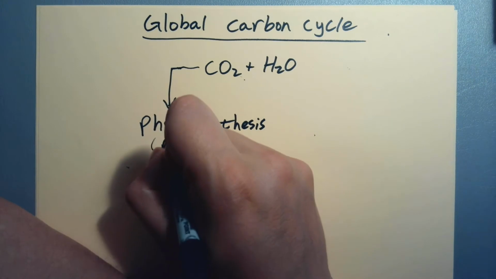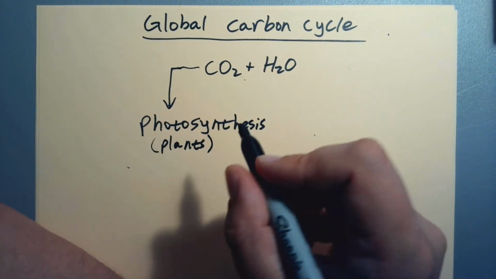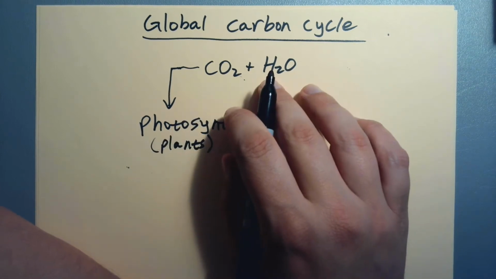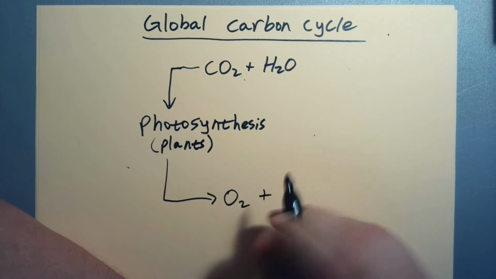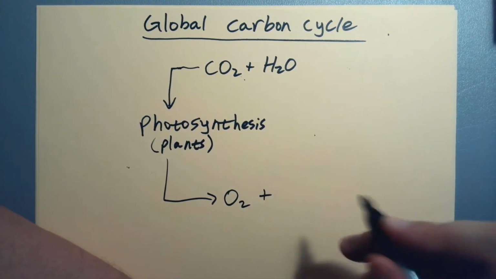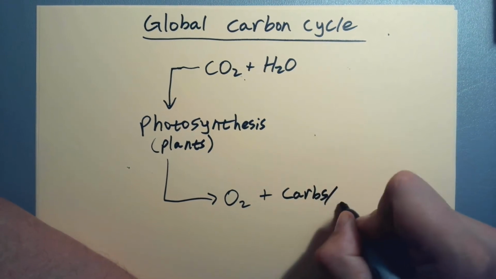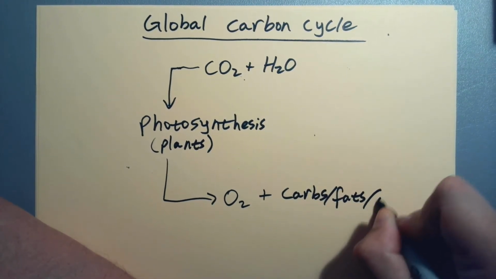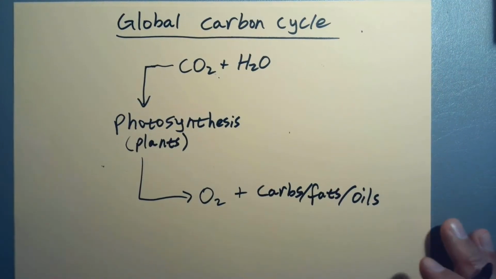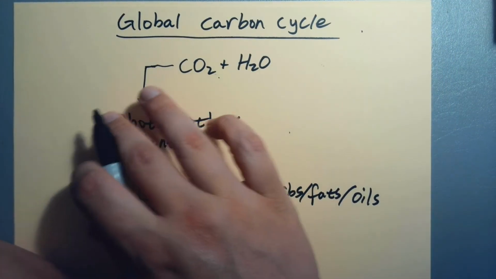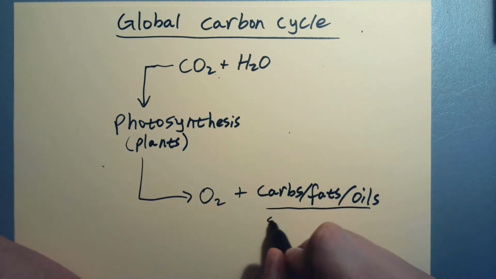Photosynthesis, so this is like plants. And it's going to remove the CO2 and H2O, and what we get is oxygen. So plants release oxygen, and they produce carbs, fats, oils, all the good stuff. Alright? And to do this, this is like stored energy right here. We've talked about that.